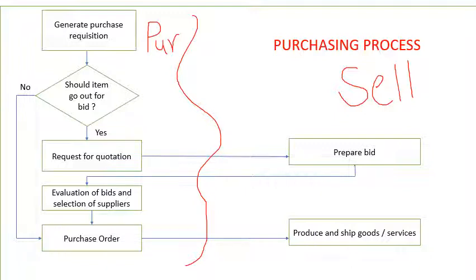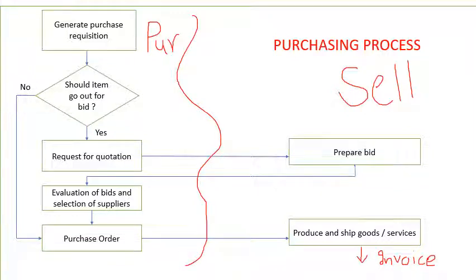You can even add some more activities here. After production and shipping of goods, what will happen? A purchase invoice will be generated here. We can have one more extension here. The invoice will be generated by the seller, and that invoice will be sent with the material to the purchaser.